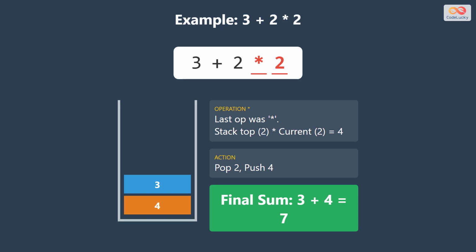Next, we encounter a multiplication sign. This updates our last operator to multiply. Finally, we read the last 2. Because the current operator is multiply, we pop the 2 from the stack, multiply it by the current 2 to get 4, and push 4 back. The stack now contains 3 and 4. Summing them gives 7.